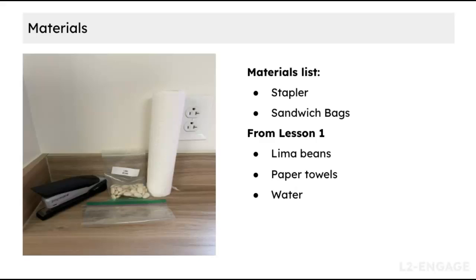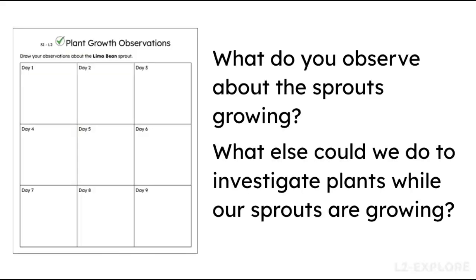There is a teacher tutorial showing how to set up this investigation. Note that the sprouts may take up to 10 days to grow. During the Engage, students will only complete the first part of the investigation. Students will observe the seeds start to sprout over the next 10 days. As the plants sprout and grow from the Engage, you'll have students continue to use their Plant Growth Observations student journal page to record observations each day.